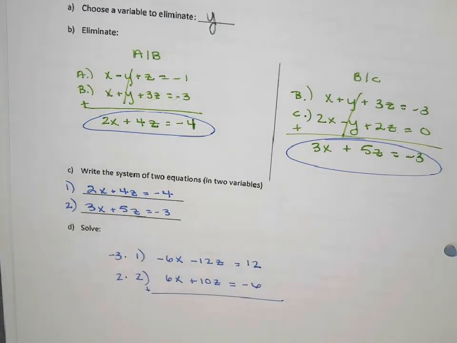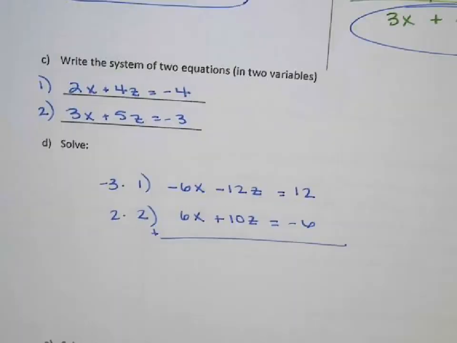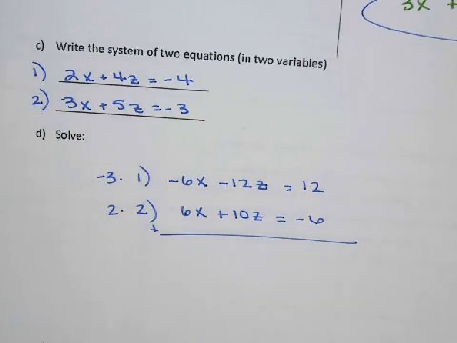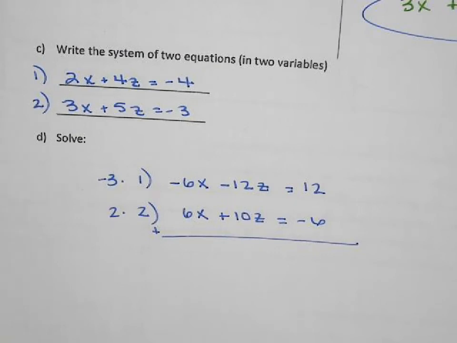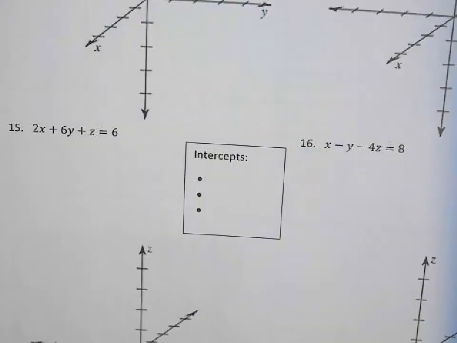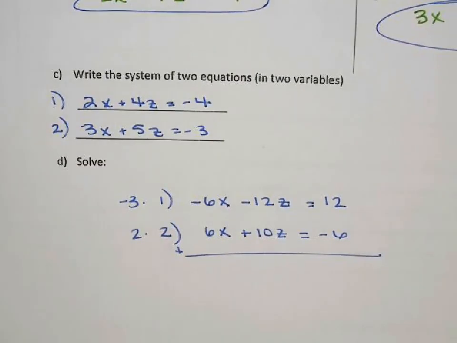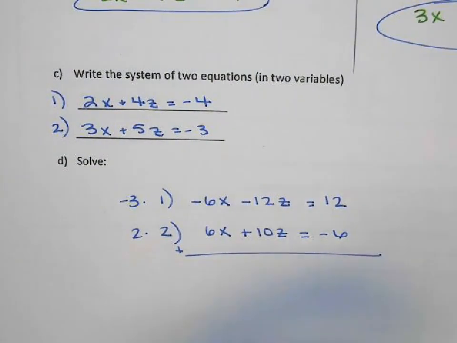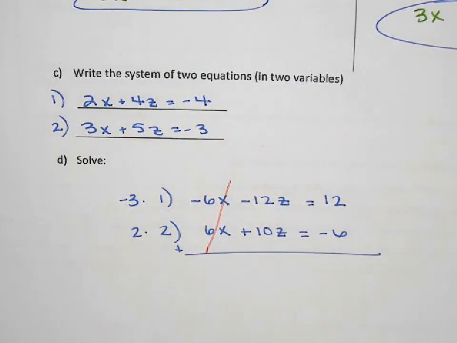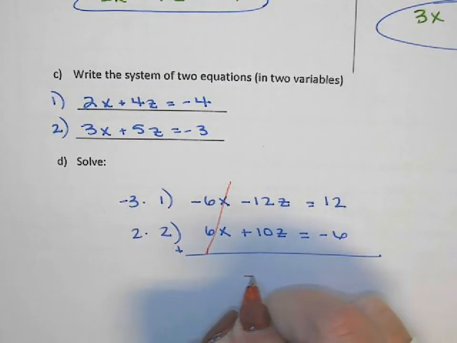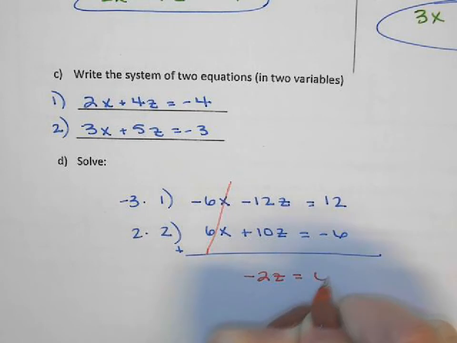I'm good to add those now because I have opposite numbers, or coefficients, in front of the x's. So by doing that, you chose to eliminate the x here. Our x's now go away. I have negative 2z equals 6.